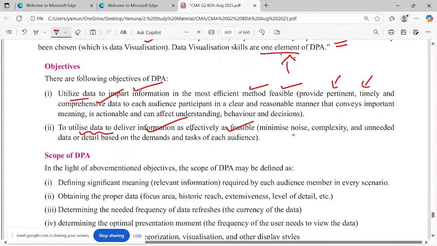Probably when you capture a video, you might have so many distracting noises and you try to minimize that. There may be some complexity, you have to minimize the complexity. There may be some data which are not needed, and sometimes based on the demands and tasks, you need some detailing. So that's about the two objectives we follow in DPA.